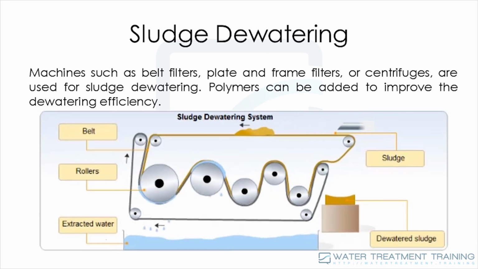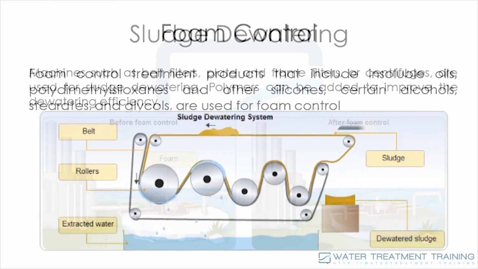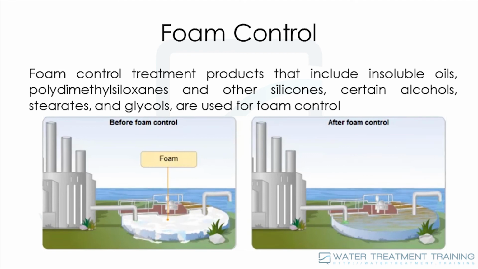Sludge dewatering is a process to remove water from sludge. The resulting solids can be disposed of in landfills. Polymers can be used to improve the dewatering efficiency and reduce the sludge volume significantly. Foam control treatment can be done with foam control products. Commonly used agents are insoluble oils, polydimethylsiloxanes and other silicones, certain alcohols, stearates, and glycols.